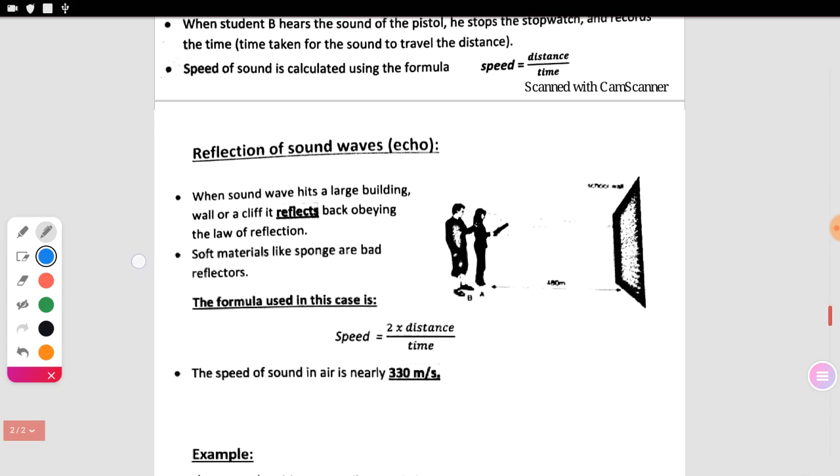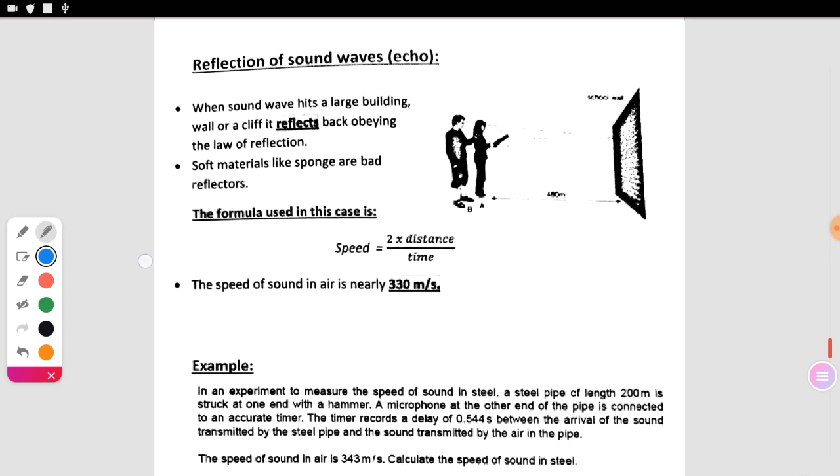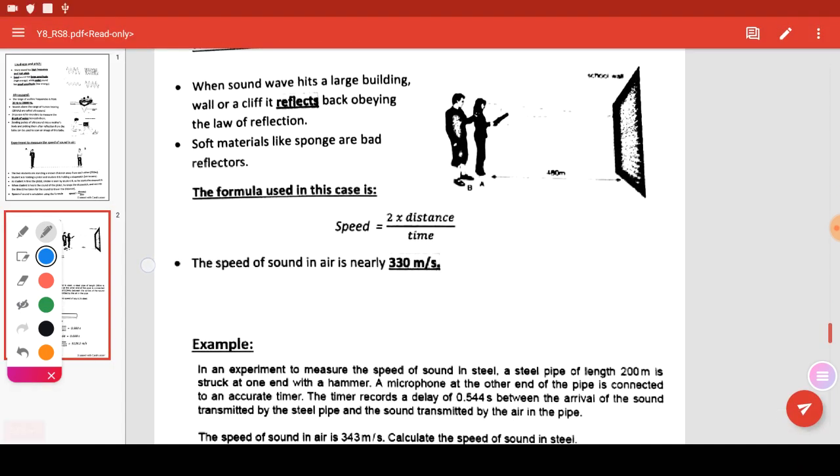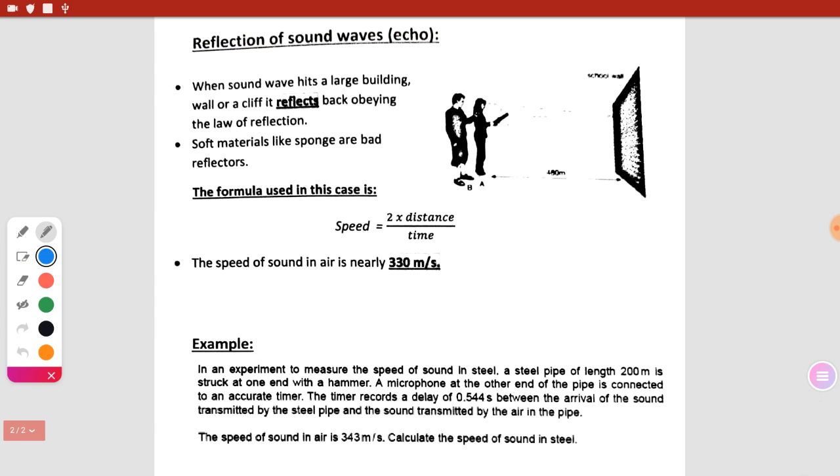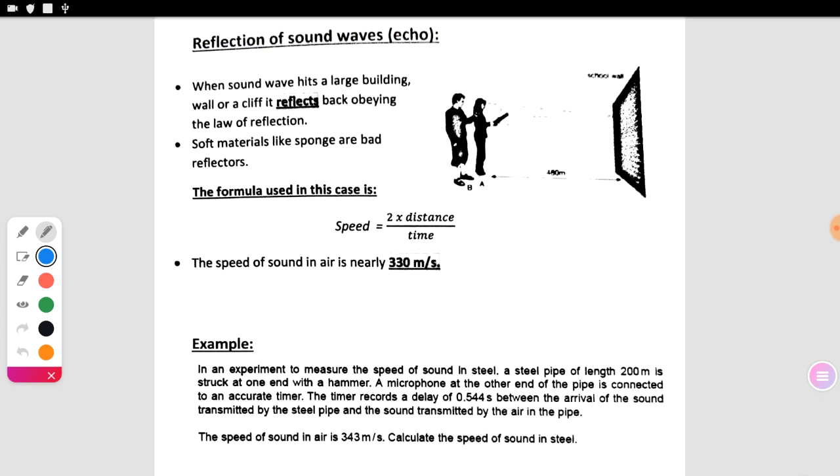We can use ultrasonic in different ways. Reflection of sound waves is called echo. What is meant by echo? Echo is the repetition of sound due to its reflection.